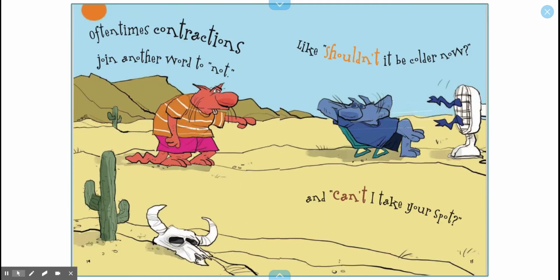Oftentimes, contractions join another word to not, like, shouldn't it be colder now? And I can't. And can't I take your spot? So here, can't is kind of a weird contraction, but for shouldn't, they just take out the O and replace it with an apostrophe. Can't, they take out an N and an O and replace it with an apostrophe.